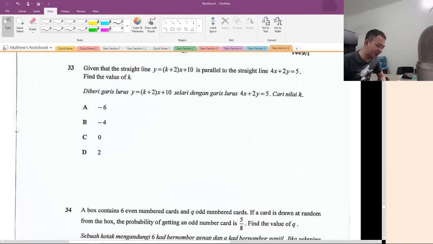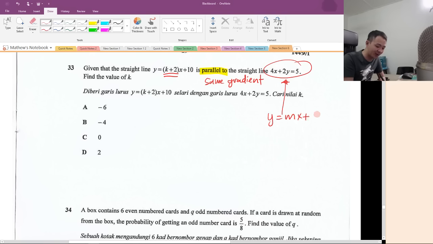Okay, given that a straight line is parallel to this one. Parallel here actually means same gradient. So if they have the same gradient, that means the m value equals the m value. But we don't know what the m value is here, so we need to change it into y equals mx plus c. So I have 2y equals negative 4x plus 5.